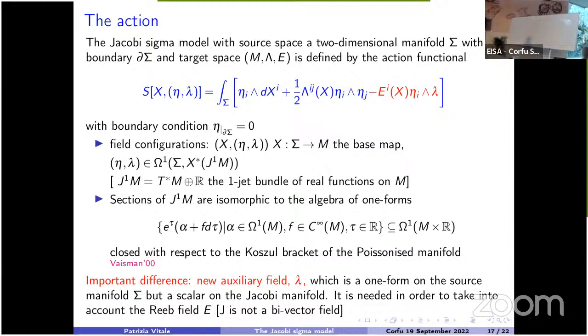Okay, maybe one last question. What would happen if you take this deformed model and just go ahead along the lines of Cattaneo-Felder and try to produce a star product? Yeah, this we would like to do. We didn't do it.